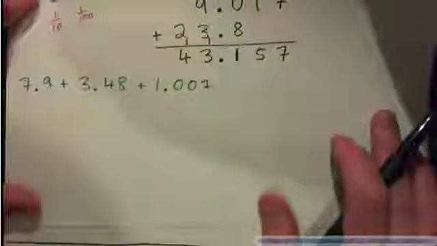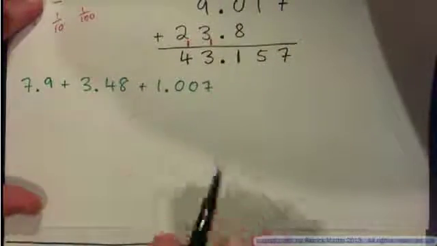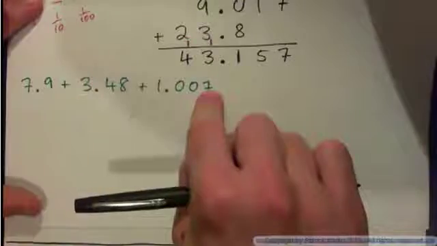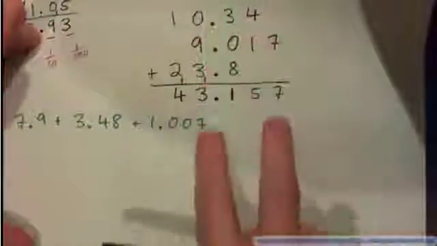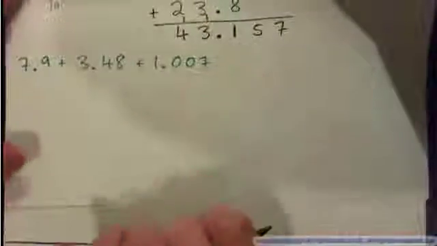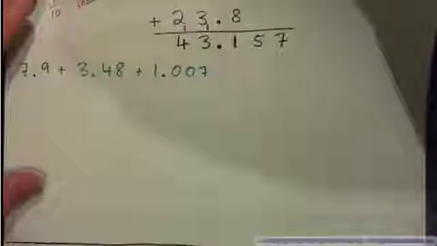Okay. So if we had this example here, 7.9 plus 3.48 plus 1.007, can you write this out carefully as an addition, one digit on top of the other? So just write this out carefully. How are you going to write this out?